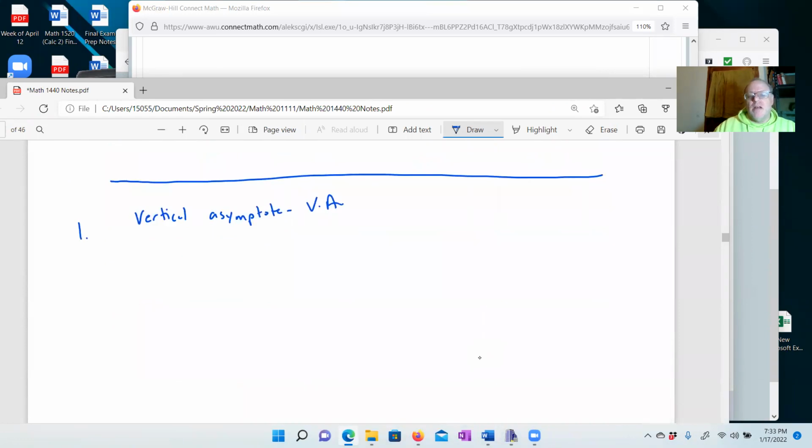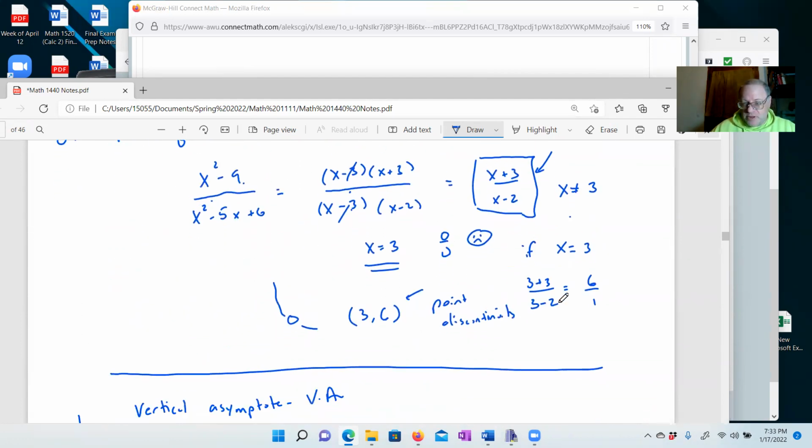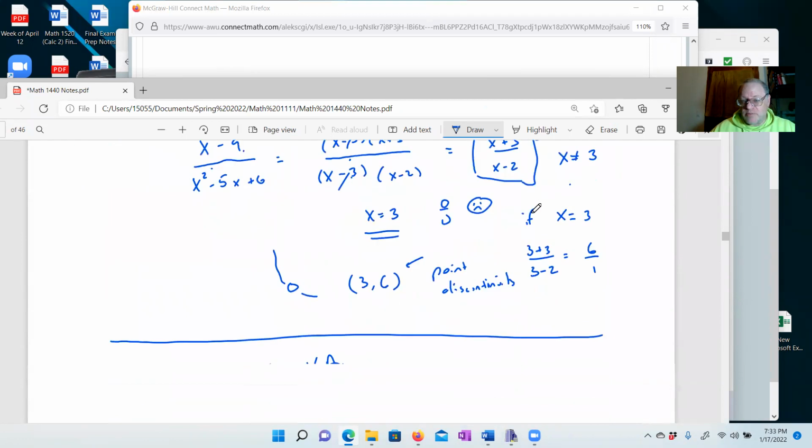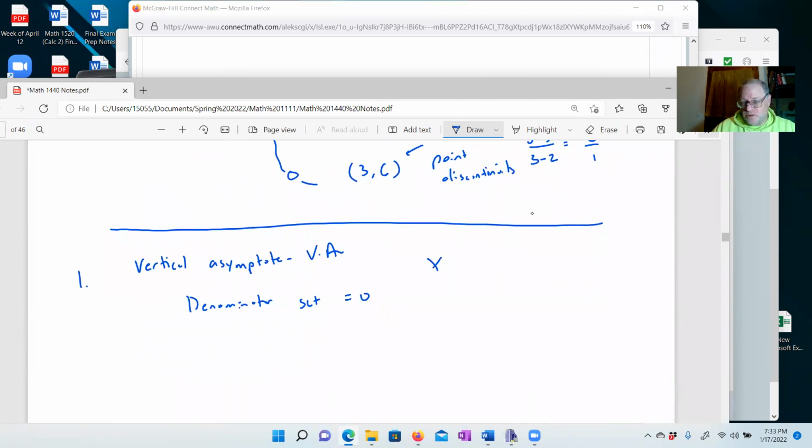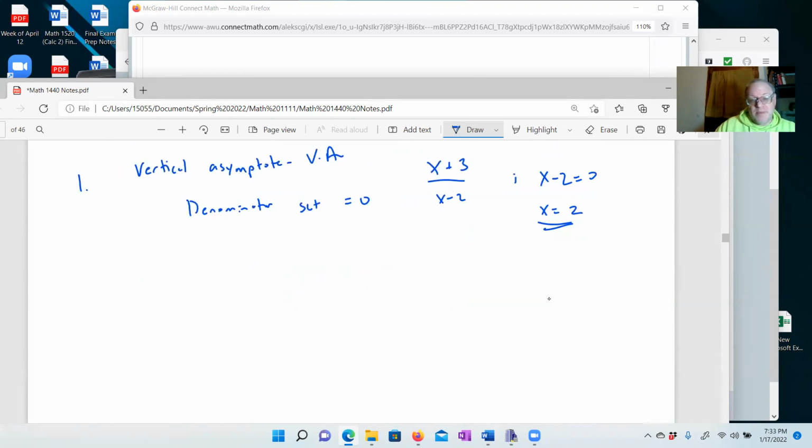Okay. So we're going to take the denominator, whatever the denominator happens to be, and set it equal to 0. Now, if I just had the fraction, this is a new one, x plus 3 over x minus 2, all we're going to do is set x minus 2 equal to 0, x equals 2. That's my vertical asymptote. You can have more than one.